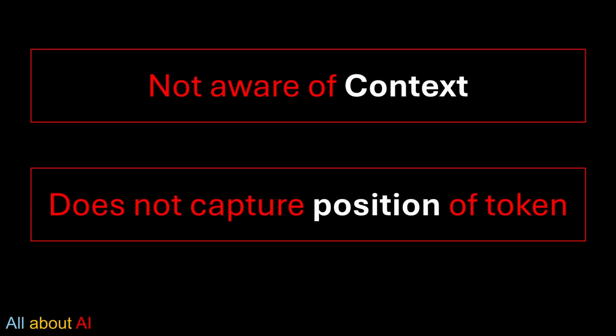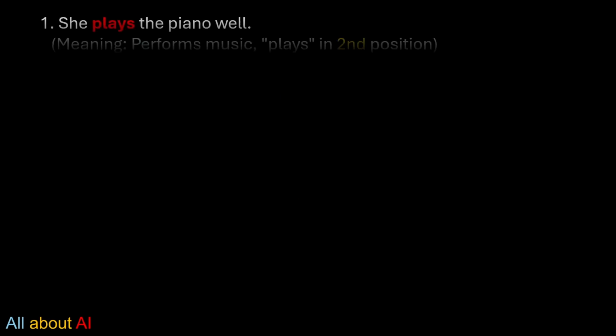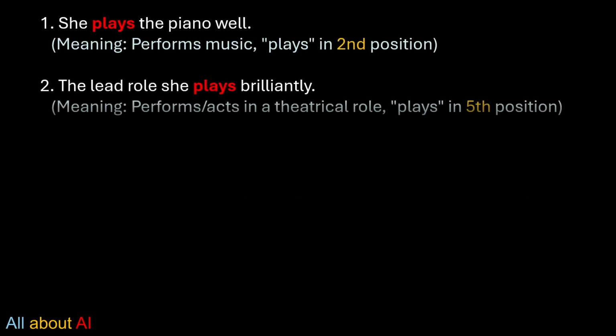Thus, it's really important that when we feed data into these models for training, they are aware of the position of each of these tokens. Now, let me give one example which will make things crystal clear. Suppose we have a sentence, she plays the piano well.